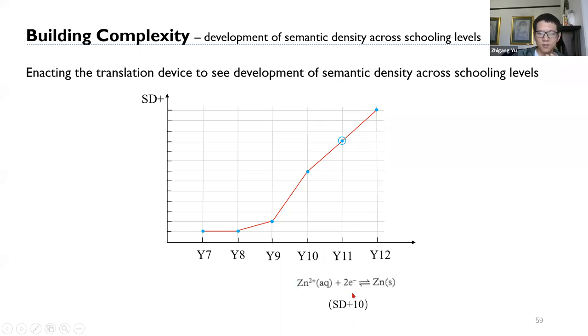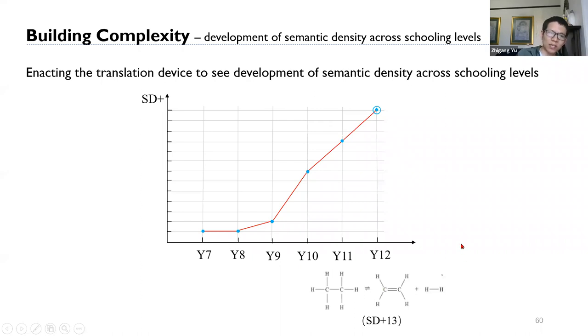And in year 11, you can see the complexities have been gradually built. For example, this is an ionic equation. Equilibrium, a lot of meaning is being built in here. And all the way up to year 12, the structural equations, reversible. So you can see that the knowledge is being built, and enacting this device enables us to see the complexity being built gradually throughout the schooling levels.